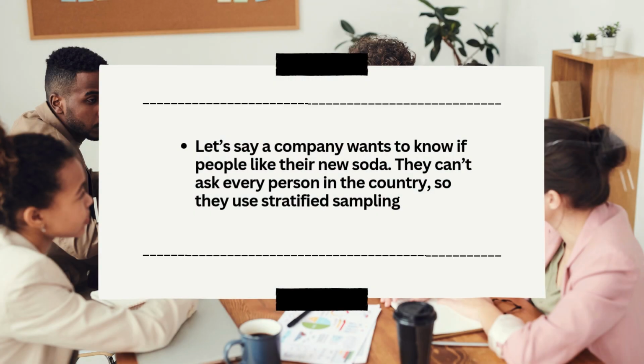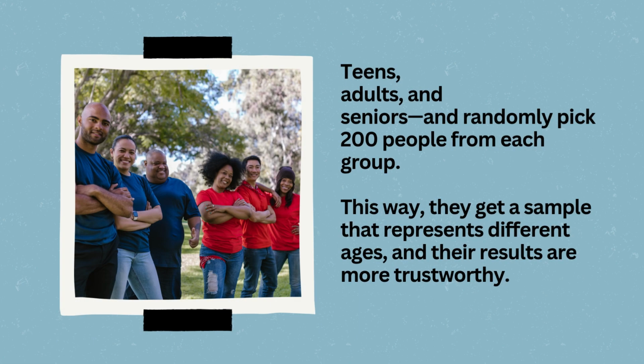Here's a real-world example. Let's say a company wants to know if people like their new soda. They can't ask every person in the country, so they use stratified sampling. They divide people by age groups, teens, adults, and seniors, and randomly pick 200 people from each group. This way, they get a sample that represents different ages, and their results are more trustworthy.